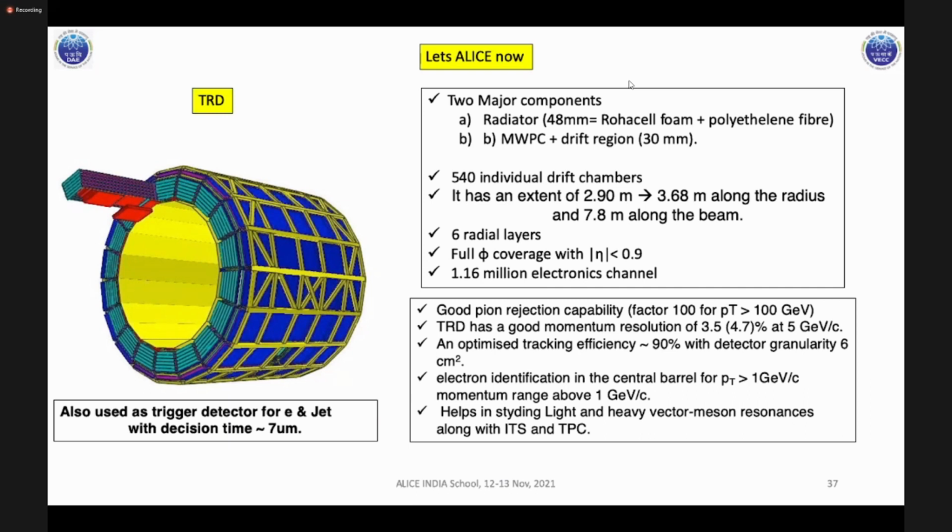Why is the drift region required? Because you need to do three-dimensional position measurement. So MWPC will give you XY, and drift time will give you the Z position. Okay.